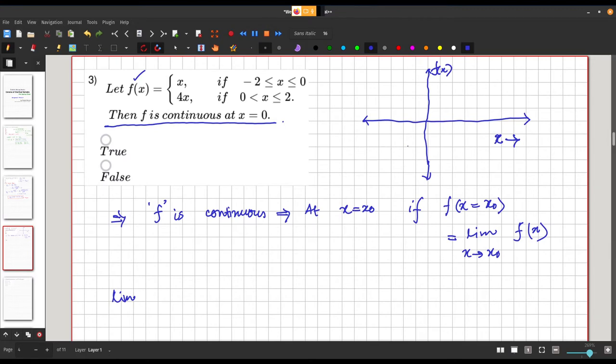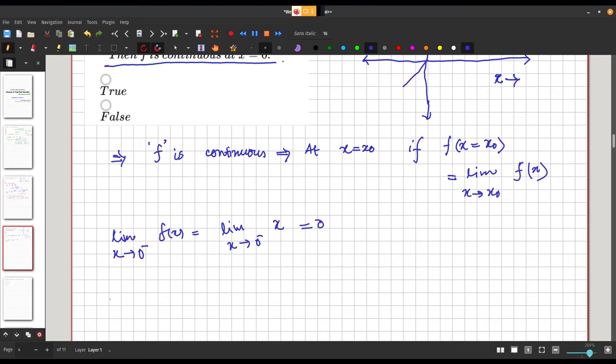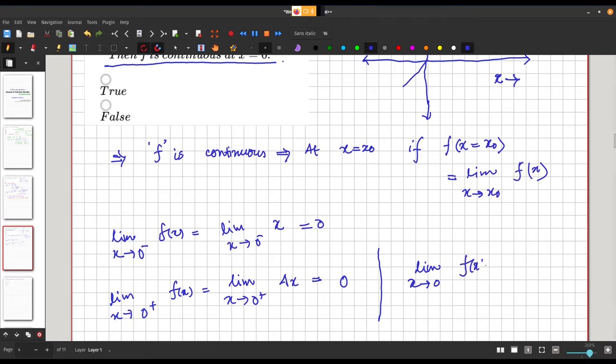So when it is -2 to 0, this is equal to x. So this will be like this. So the limit when we are approaching from the left will be actually 0, so this is going to be 0. Similarly, the limit when you are approaching from the positive side, that is also 0. So the limit exists and this is equal to 0.